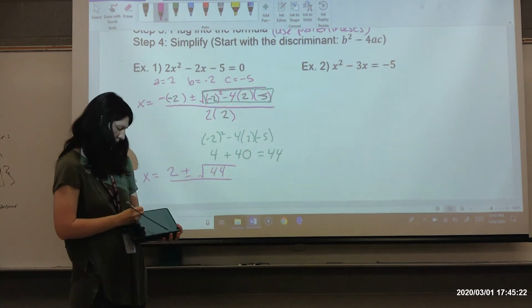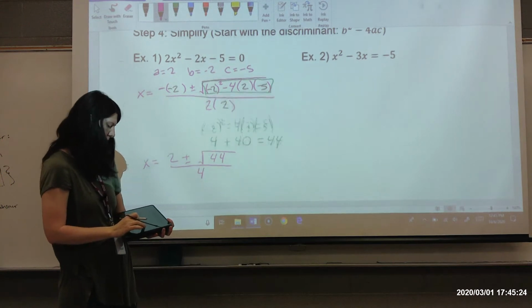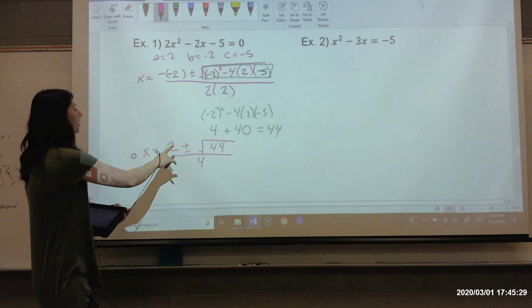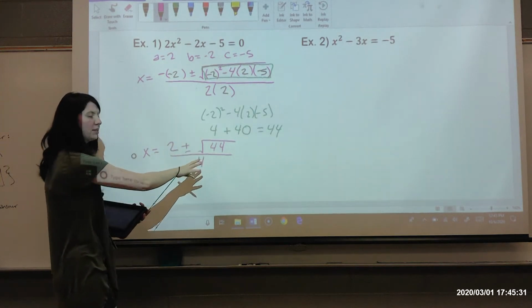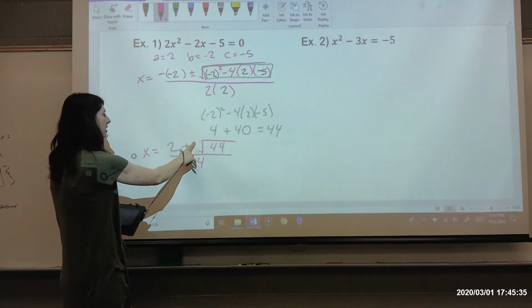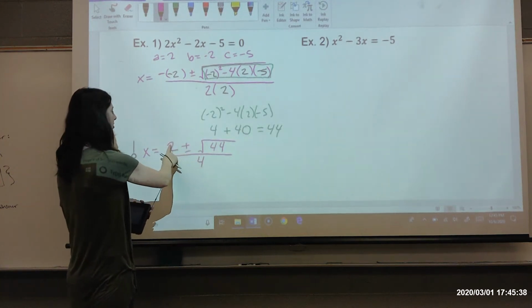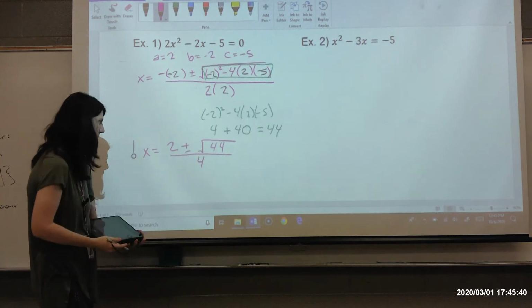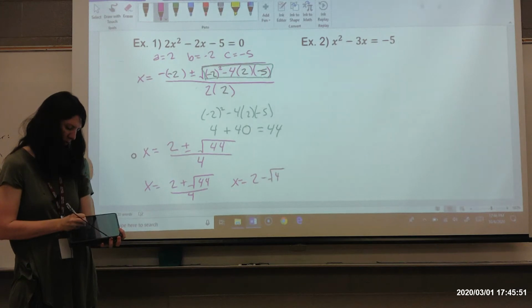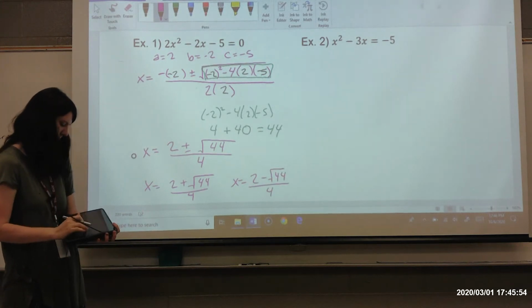2 times 2 is 4. Okay, we're actually almost done here. We are going to just split apart our problem now. We can't simplify any further at this time, but we want to see our two answers. We want to see 2 plus the square root of 44 divided by 4 and 2 minus the square root of 44 divided by 4. So x equals 2 plus the square root of 44 over 4, and x equals 2 minus the square root of 44 over 4. Okay?